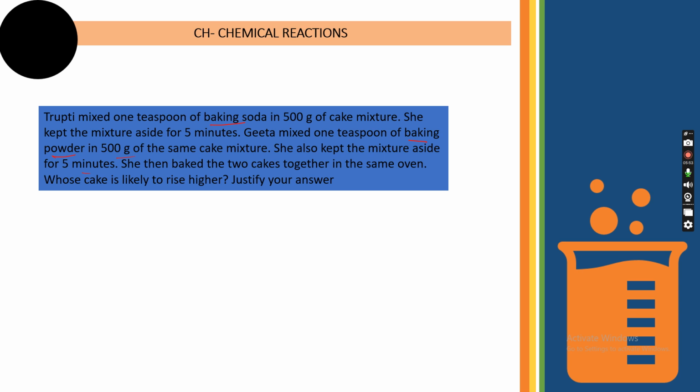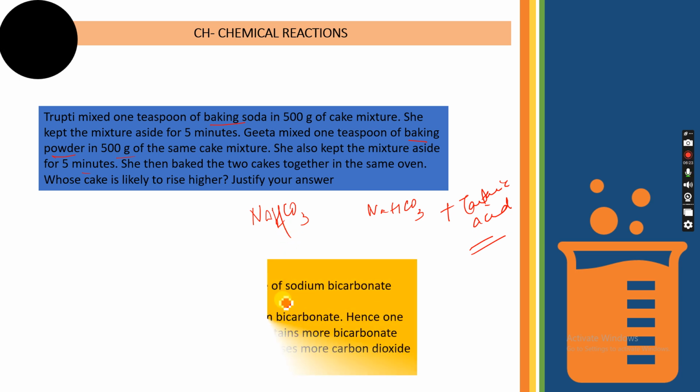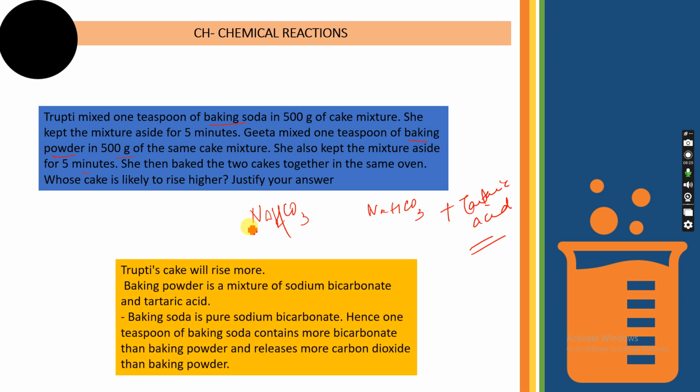Okay, so what will be the answer? So one is baking soda. So baking soda is what? Sodium bicarbonate, right? And one is baking powder. Baking powder is sodium bicarbonate plus tartaric acid. Okay, baking powder consists of tartaric acid also, and baking soda contains only sodium bicarbonate. Okay, so here is the answer. So baking powder is a mixture of sodium bicarbonate and tartaric acid.